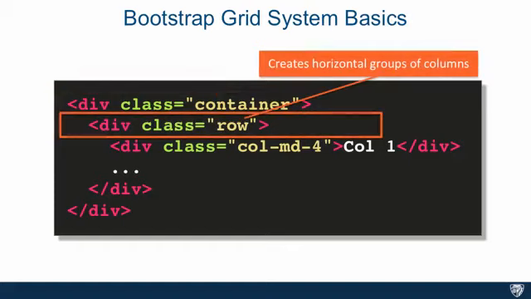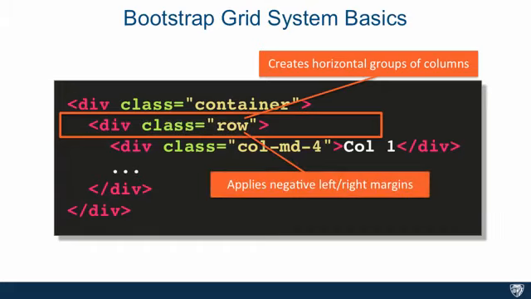The next component of the grid is the row. So the row class creates horizontal groups of columns, which means that the columns collapse and interact with each other as a group, but independently from columns in another row. The row class also creates a negative margin to counteract the padding that the container class sets up.